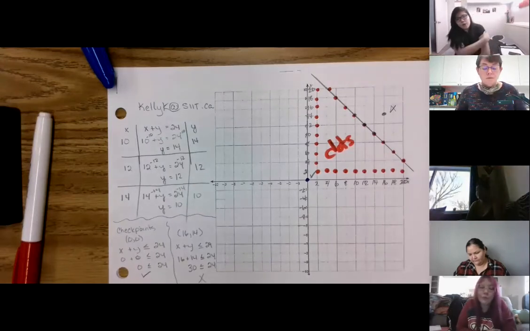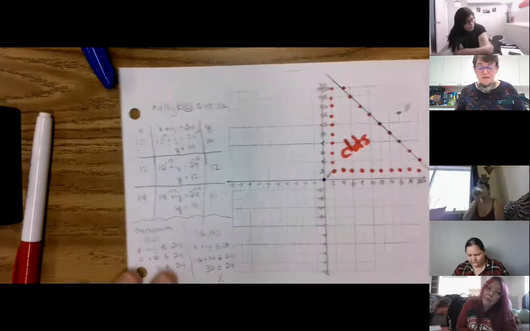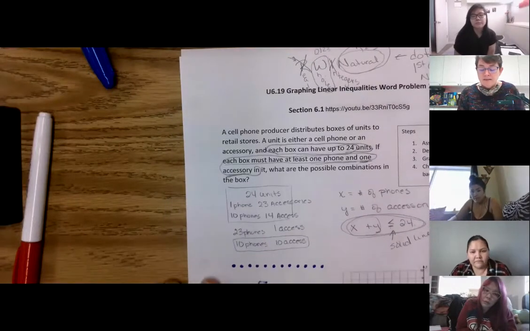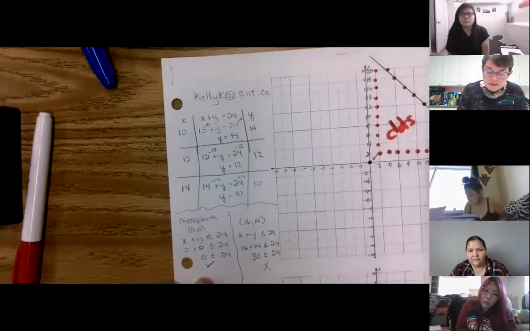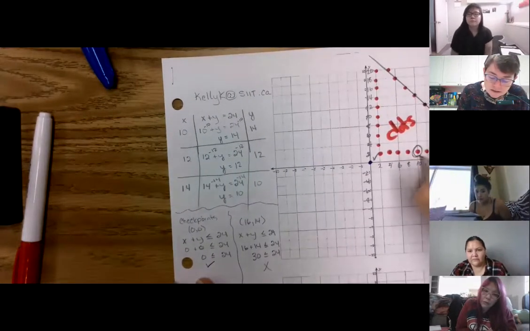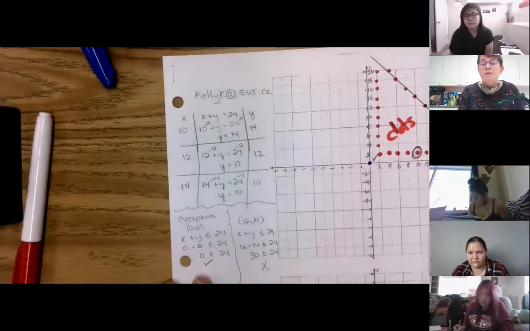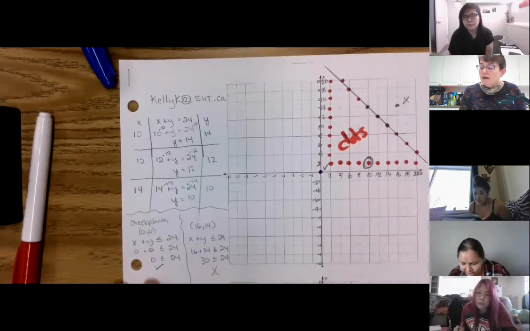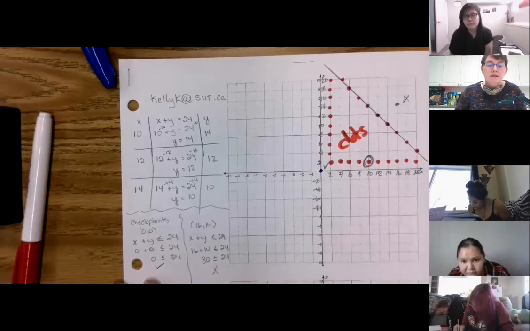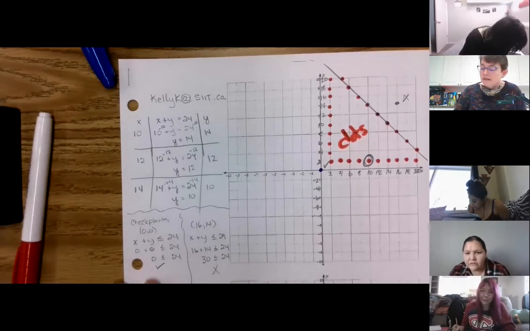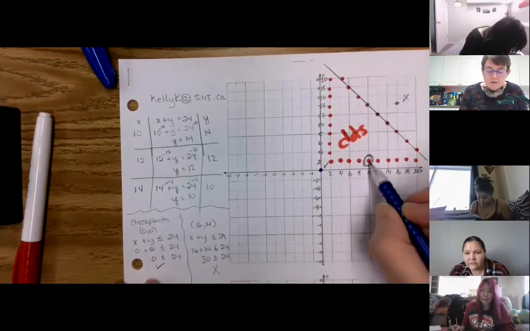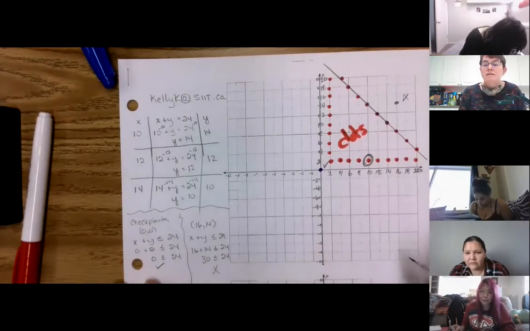The last step, which we didn't have to do before, but it's here, says check if it's reasonable by going back to the original question. So let's pick a spot. Let's pick this dot. I just randomly picked one in there. Who have I not talked to in a bit? Clarissa, what are the coordinates of that point that I just circled?